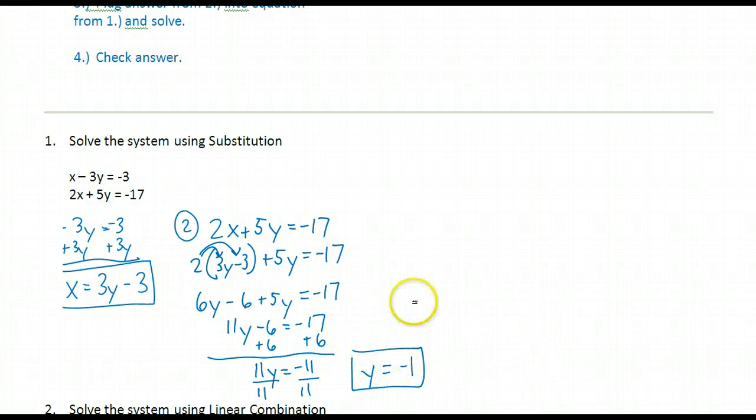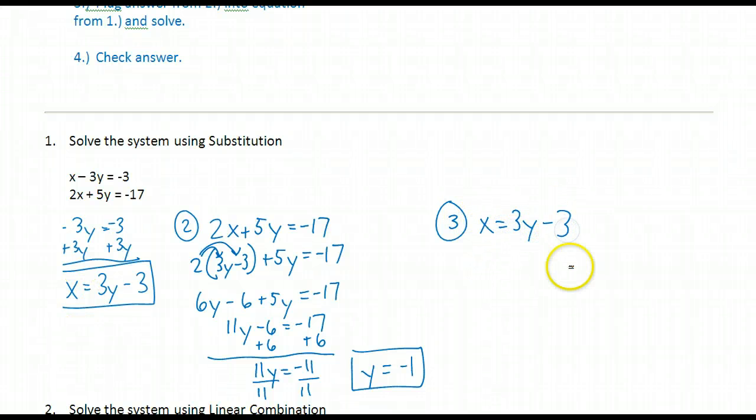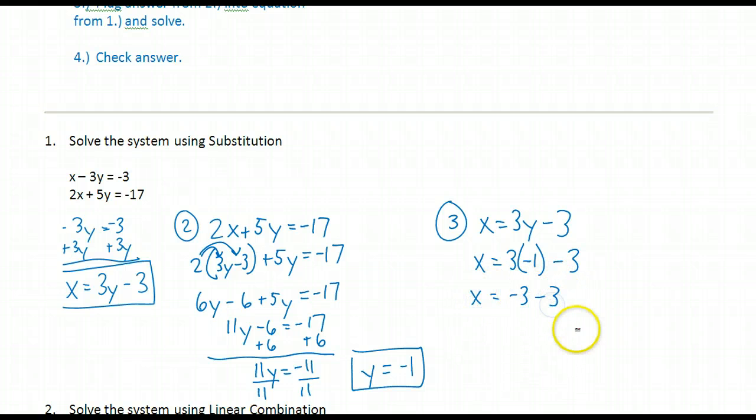So I know one value. I know that y has to be -1. But I also know that x equals 3y minus 3. So x is going to equal 3 times -1, minus 3. So x is going to equal -3 minus 3, which means that x equals negative 6.